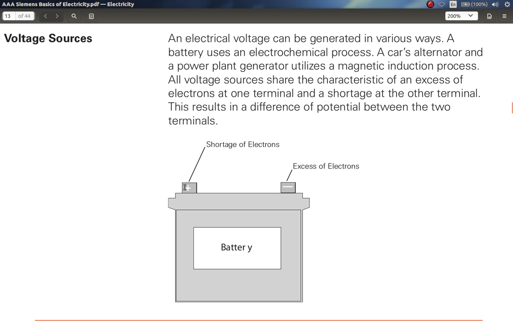So on the positive terminal of the battery, which is generally colored red, you have a shortage of electrons. So the electrons want to move over there. On the negative terminal, usually colored black, you have an excess of electrons. So the electrons want to move away from that excess over to the shortage, which is the positive.